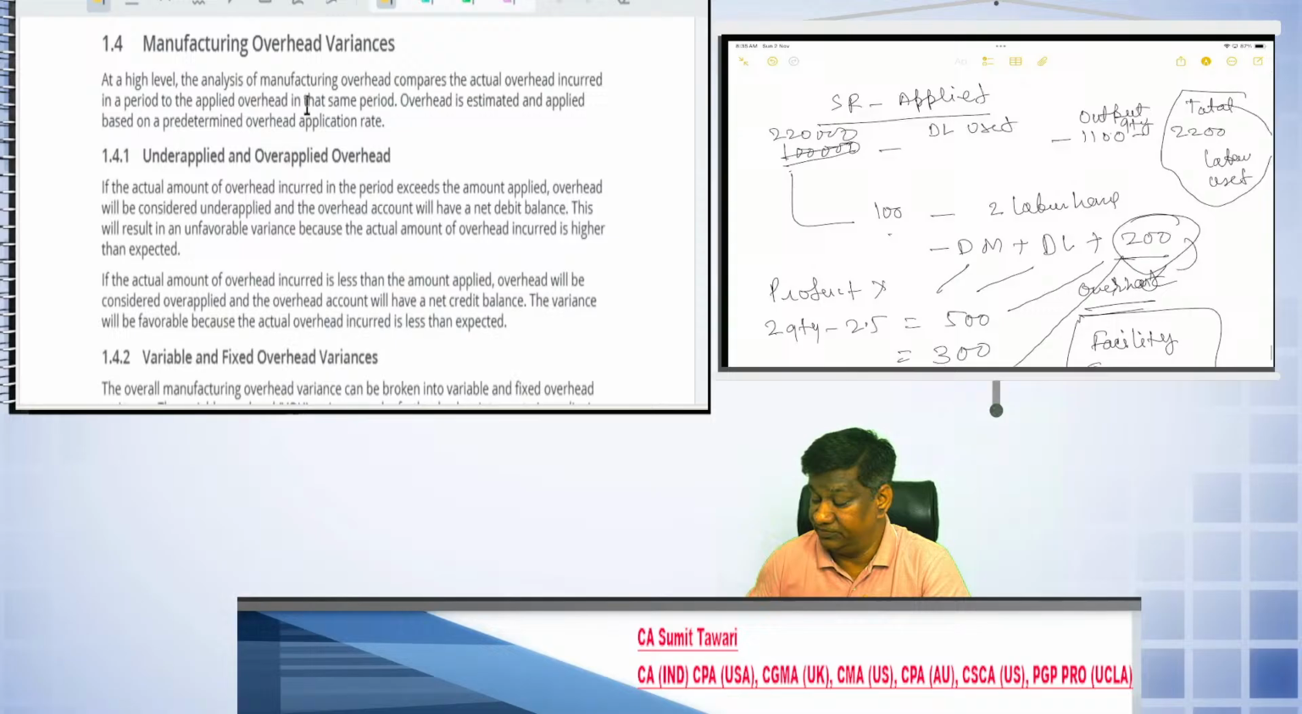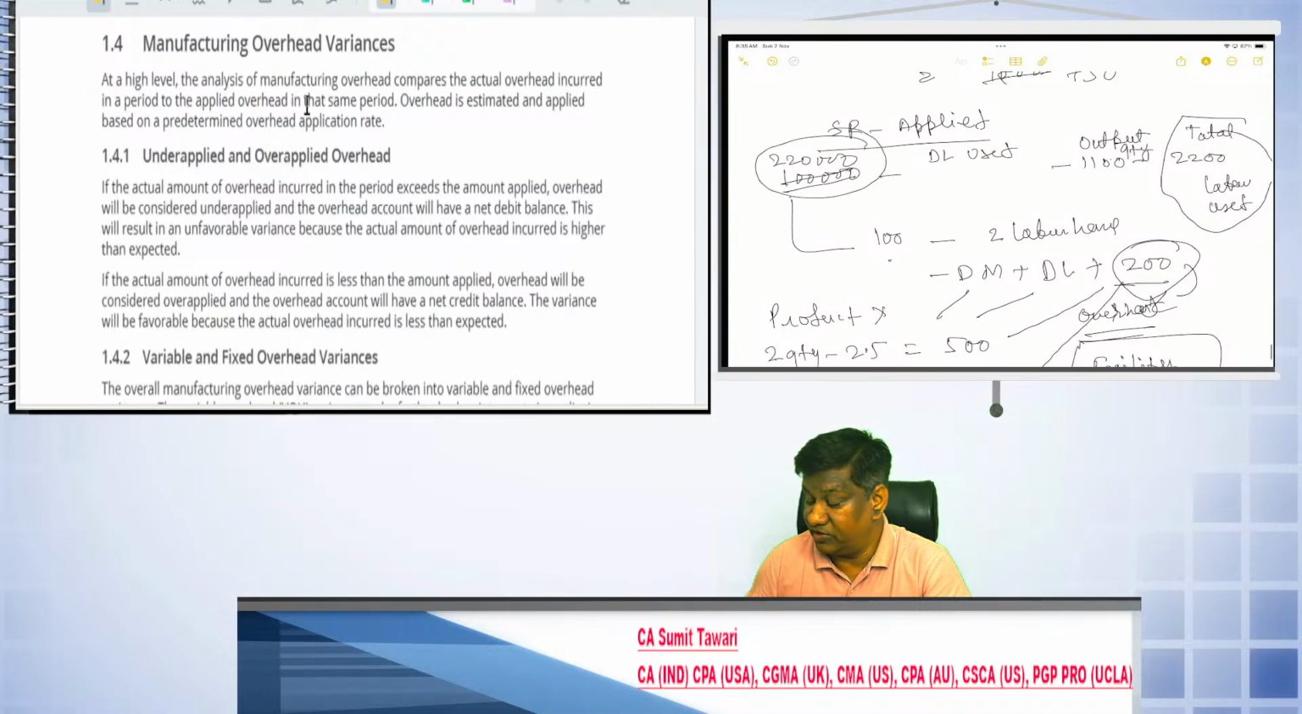Like here we see 2,20,000 could be my total cost, and I decided to spread it over direct labor utilization. So whenever for a particular product I am utilizing 2 labor hours, I need to add the overhead for 2 hours, which is 200, meaning 100 is the overhead per labor hour. Because I utilize 2 labor hours for the particular product, I need to add 200.